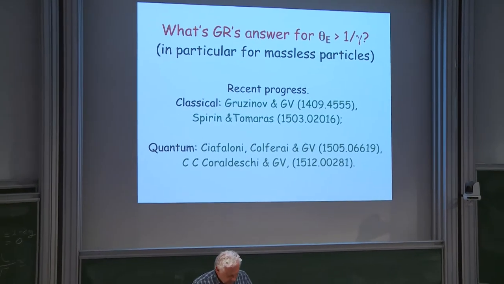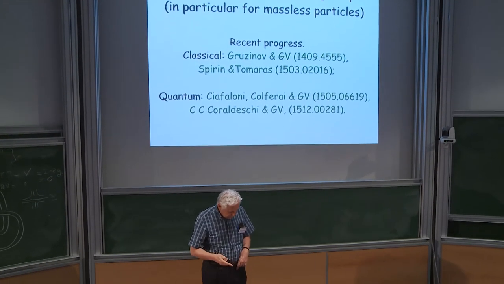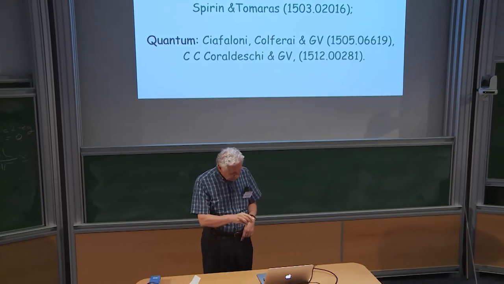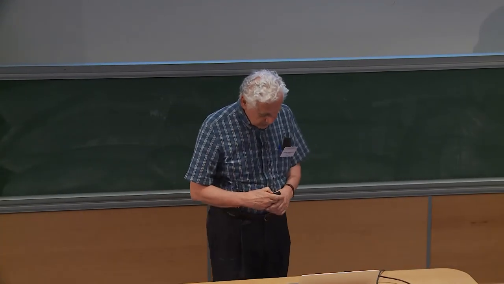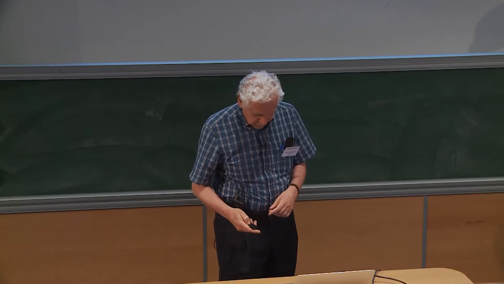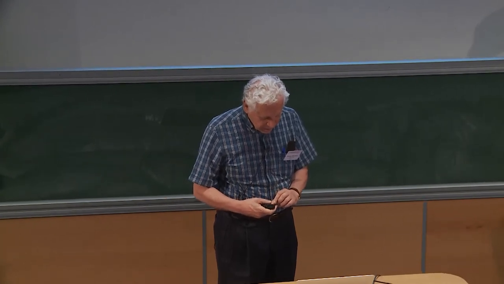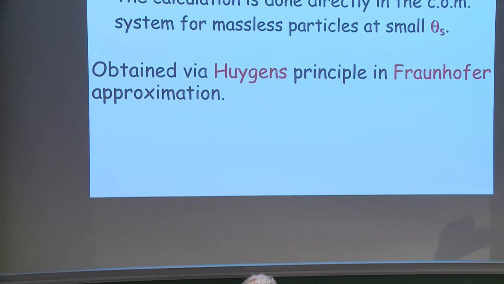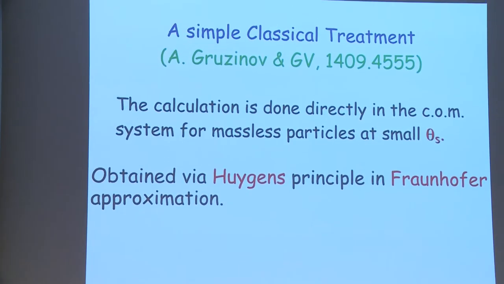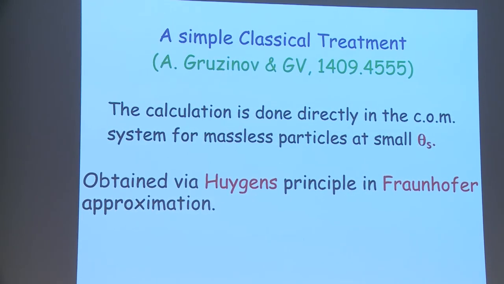So as I said in the outline, I will present first the classical calculation that I did with Krusinov, and there is parallel work by Spirin and Tomaras, and in regions where we could compare the results, there is also agreement. And then I will come to the quantum calculation. The simple classical treatment that we did, mostly the idea came from Krusinov, is obtained applying the Huygens principle in the following way.